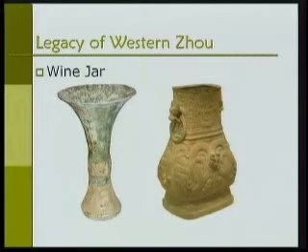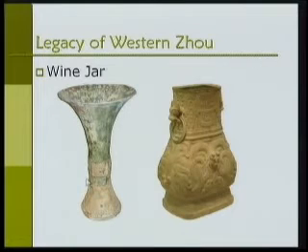Here are the wine jars. This one is from the late Shang period, and this one is from the early Western Zhou period, and you see this one is much more beautiful, with a lot of decoration. I would rather have this one than that one. I don't know about you, which one you like.